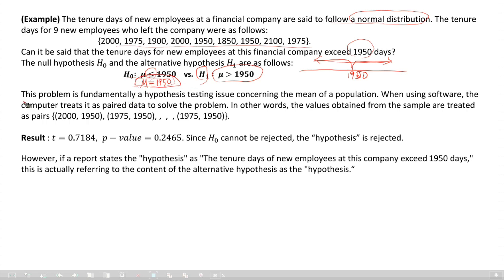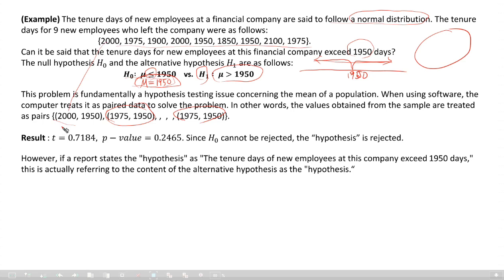This problem is fundamentally a hypothesis testing issue concerning the mean of a population, right? A one population problem. When using software, the computer treats it as paired data to solve the problem. In other words, values obtained from the sample are treated as pairs: 2000 paired with 1950, 1975 paired with 1950, and so on.